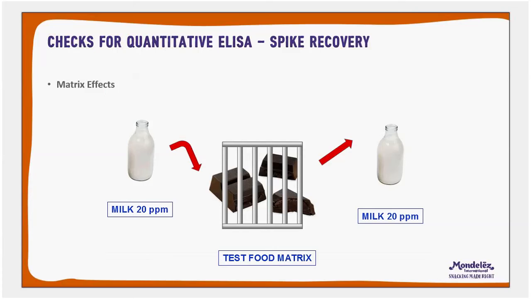Once it's been done once, it doesn't have to be done again. So the next time you are going to send in dark chocolate for the presence of milk to the same laboratory using the same testing kit, they don't have to perform the spike recovery test again, as long as they record that they've already done it.